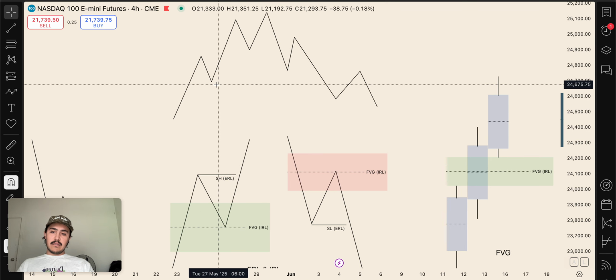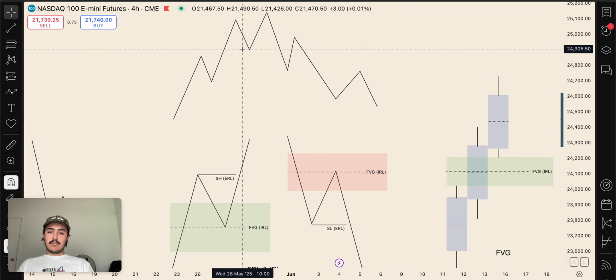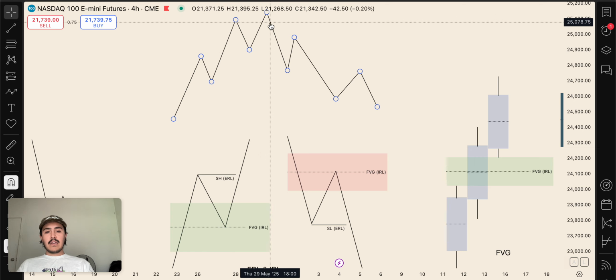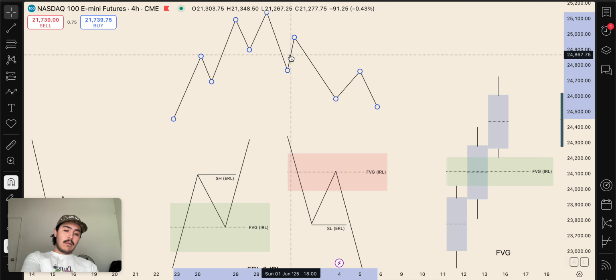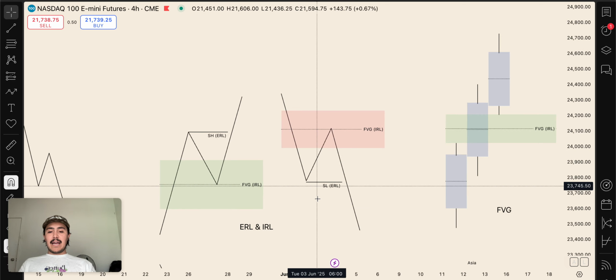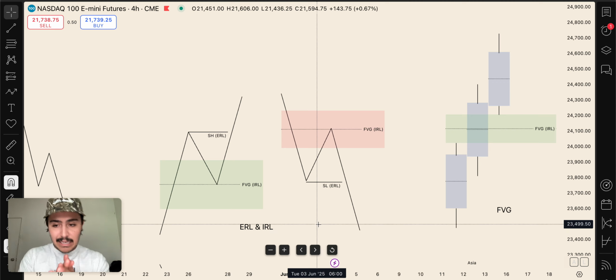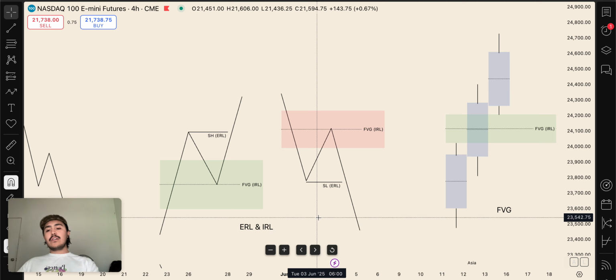External range liquidity, internal range liquidity, external range liquidity, internal range liquidity, and so on. So that happens. The market is moving from external to internal. Easy. Look at your charts.